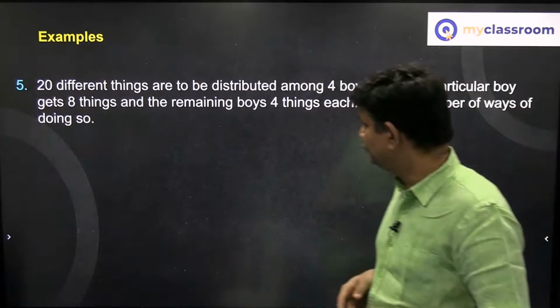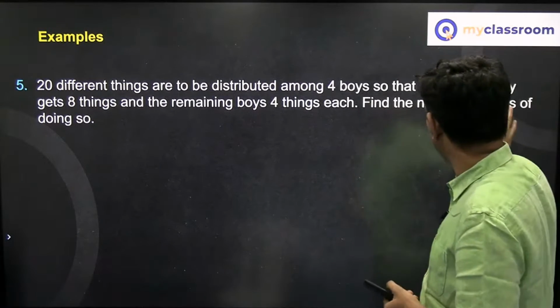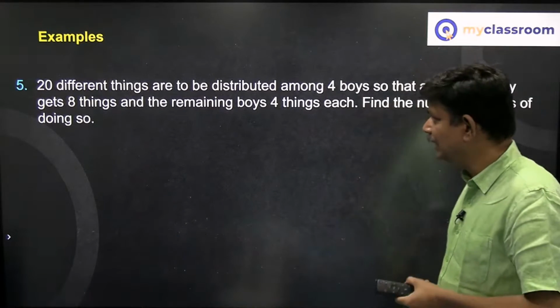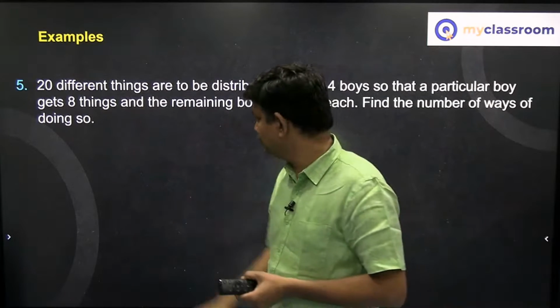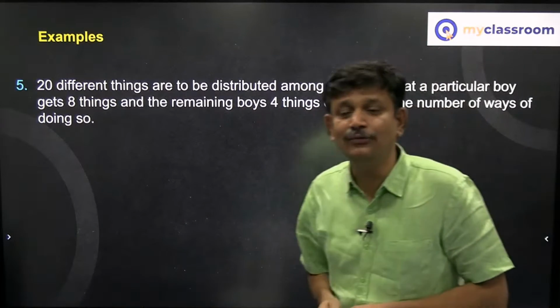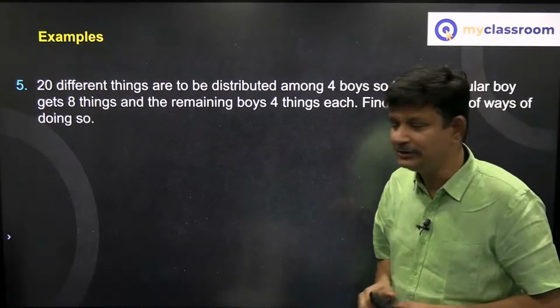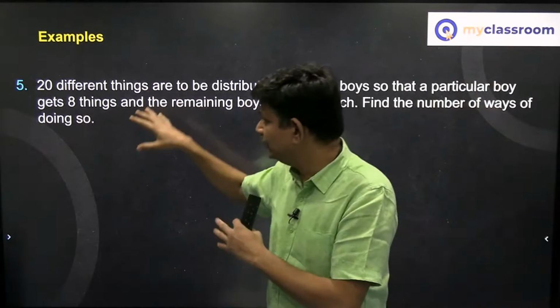20 different things are to be distributed among 4 boys so that a particular boy gets 8 things. Let's say the boys' names are A, B, C, D. A is getting 8 things and the remaining boys are getting 4 things each. How many remaining boys are there? 3 boys. They are getting 4 things each. So on the whole, there are 20 things.